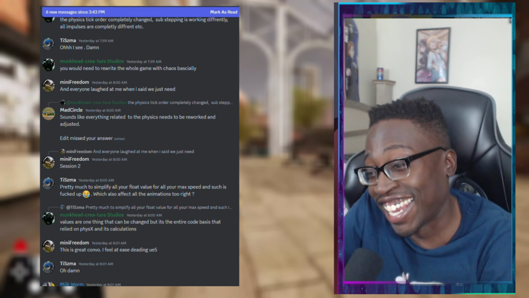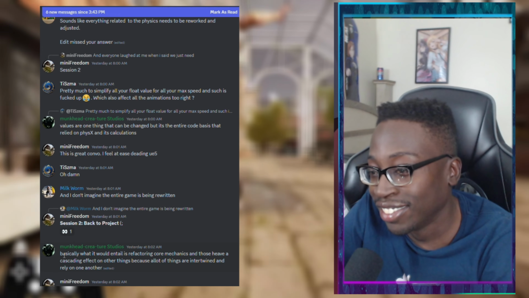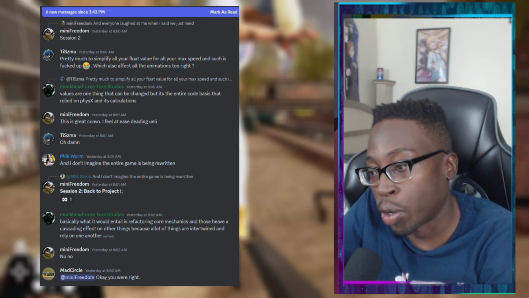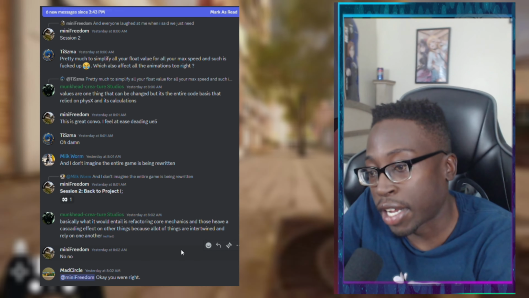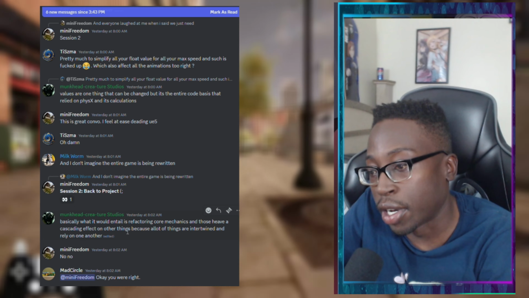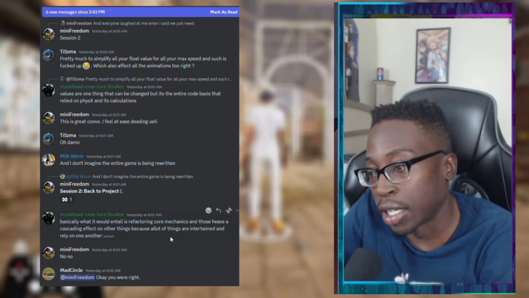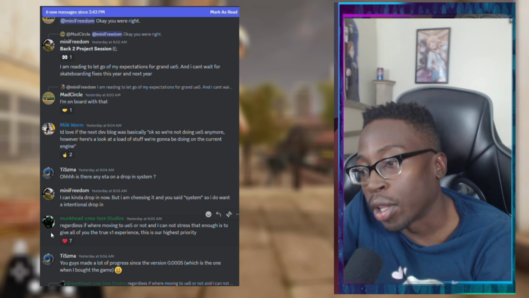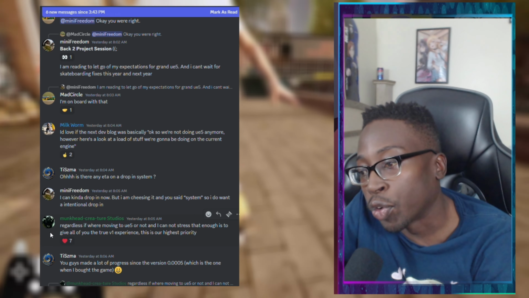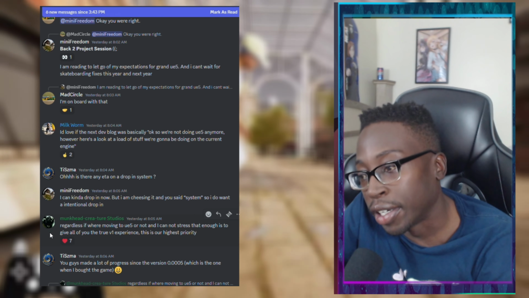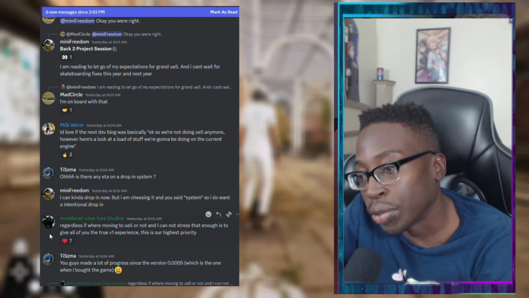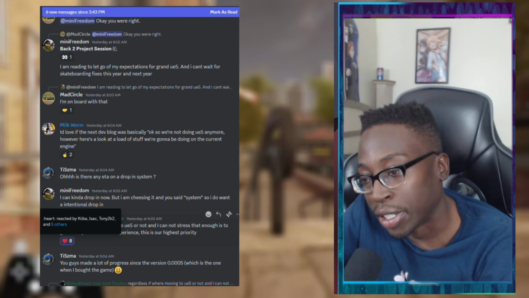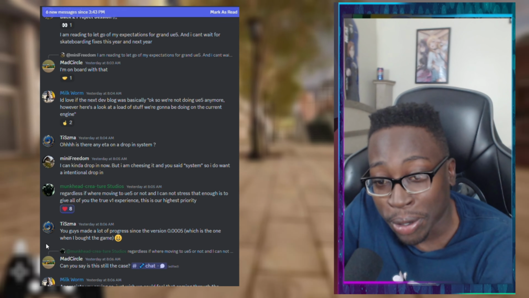This is a great combo. I feel at ease dating UE5. Yeah, at least we're not waiting. Basically, what it would entail is refactoring more core mechanics, and those have a cascading effect on other things because a lot of things are intertwined and rely on one another. Regardless if we're moving to UE5 or not, I cannot stress enough it is to give all of you the true version 1 experience. That is our highest priority. I love hearing that. Looks like we're standing on UE4.